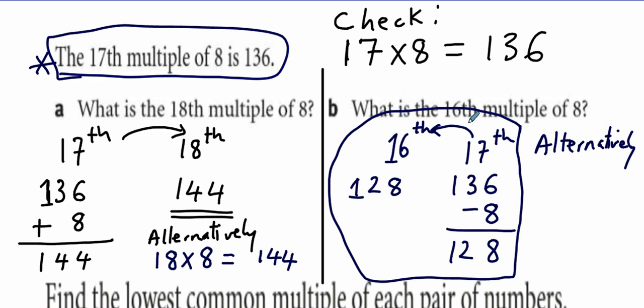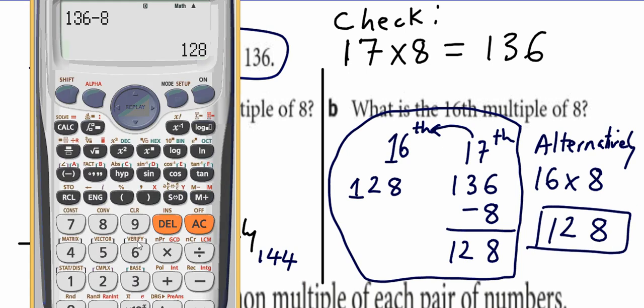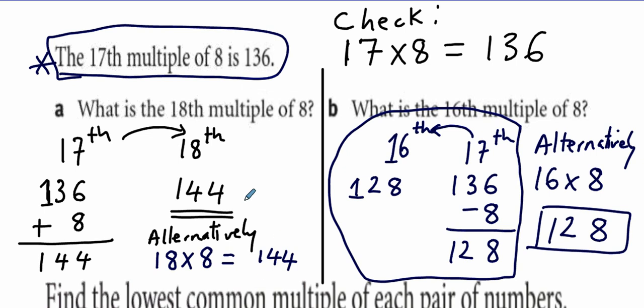The question is, what is the 16th multiple of 8? So the position number is 16, and the number they are talking about is 8. So you do 16 times 8, pull out your calculator, work out 16 times 8, you'll get the same result. 6 times 8 is 48, and when you do 1 times 8, you get 8, adds 4, this is 128. Or you can pull out your calculator and straight away do 16 times 8. That is 128.